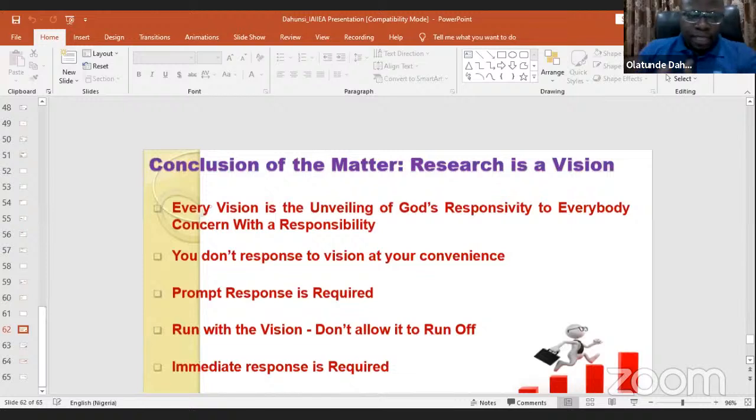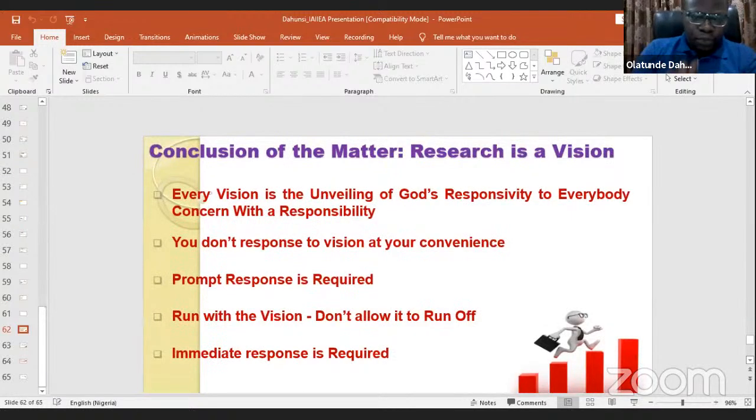Now, friends, every vision is the unveiling of God's responsivity to your concern with the responsibility. Now, you don't respond to vision at your convenience. Prompt response is required. Run with the vision, don't allow it to run off. An immediate response is required.